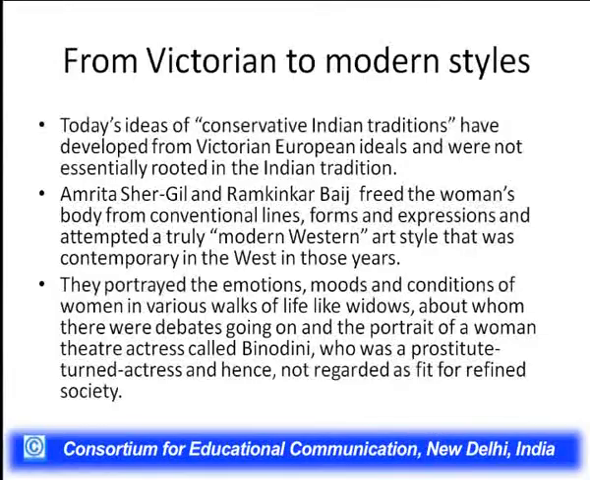So therefore, from Victorian to modern times, this transformation is a very interesting one, and today's ideas of conservative Indian traditions have definitely been borrowed from the Western notions of morality and the Victorian European ideals, and they were not rooted in the Indian tradition.